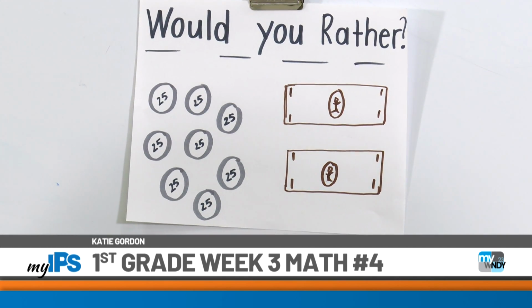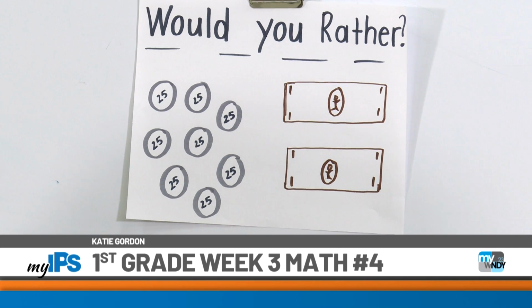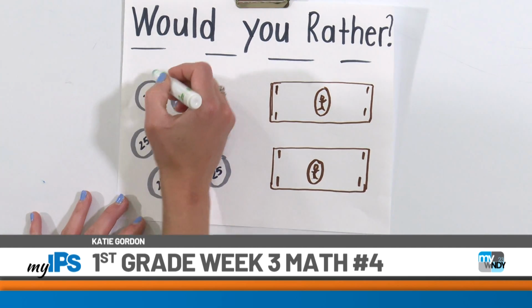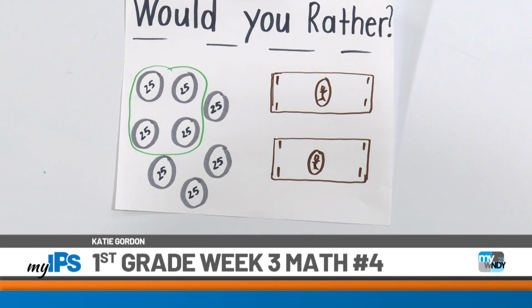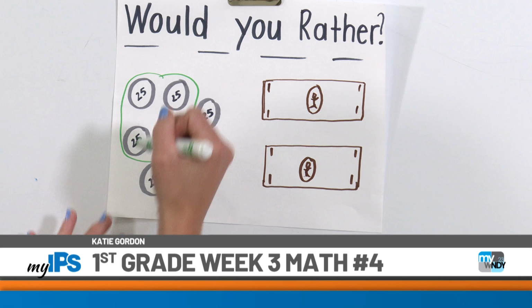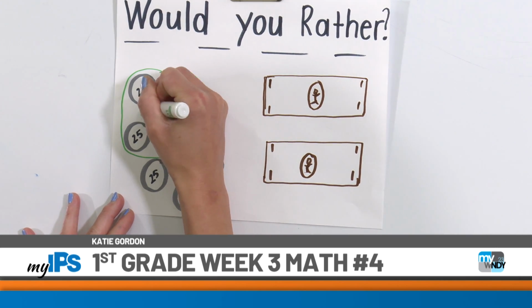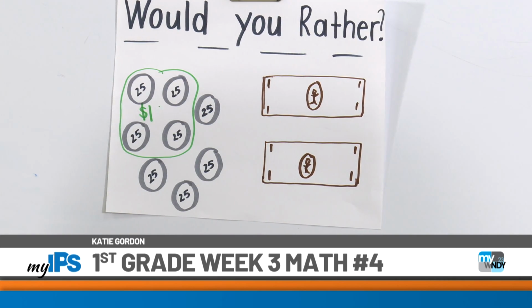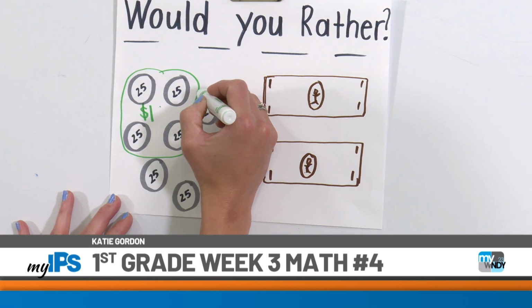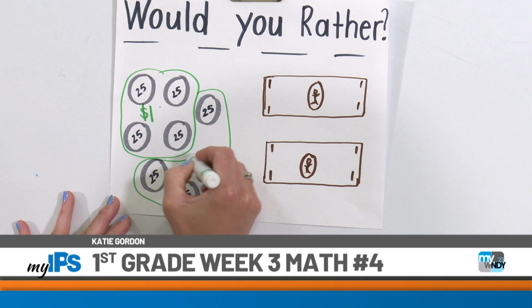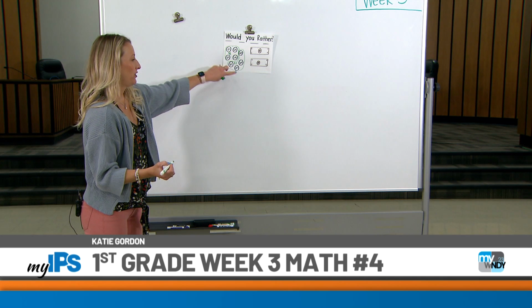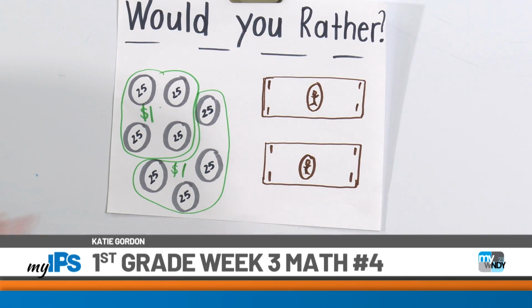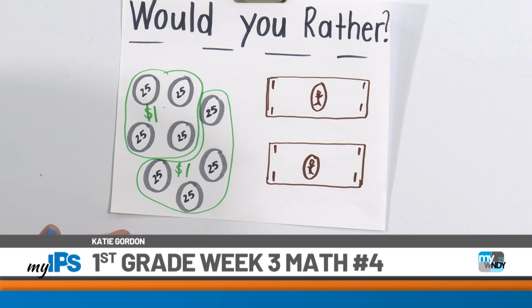I want you to go circle a group of 4 of your quarters. So we have one group of 4, and there I know is $1. So I'm going to label that with my $. How many more quarters do I have? I have 4. So how many dollars do I have all together with my quarters? I have $2 altogether. Oh, so you're telling me that $2 is the same as 8 quarters?